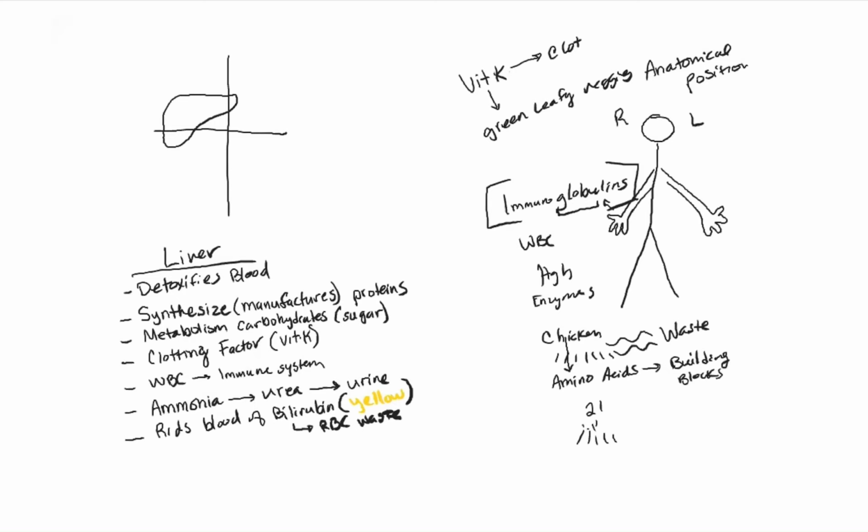I'm going to pause here real quick to let you know this is what the liver does, Mr. Tayo. There's a lot of stuff that the liver does. It detoxifies blood. It makes proteins, in particular a protein known as albumin, which regulates fluids in your body.